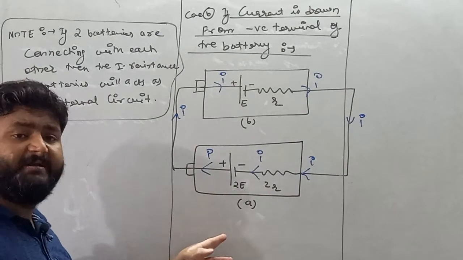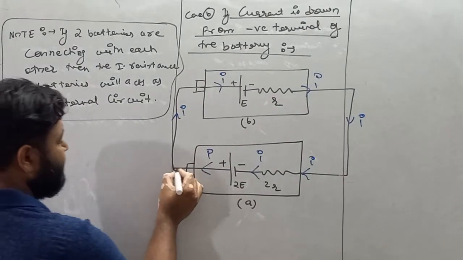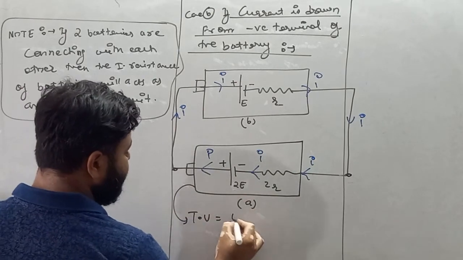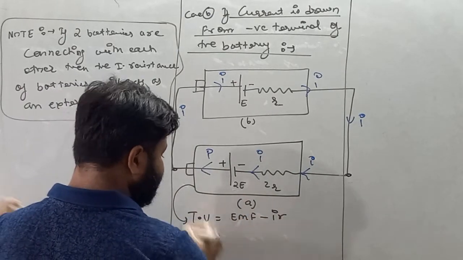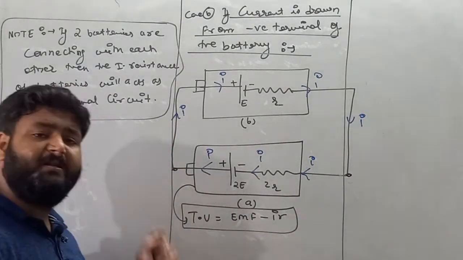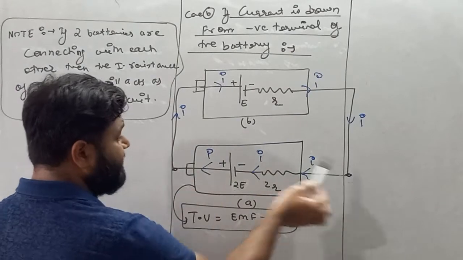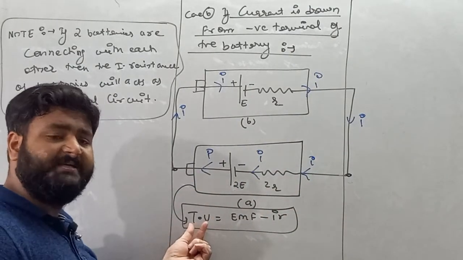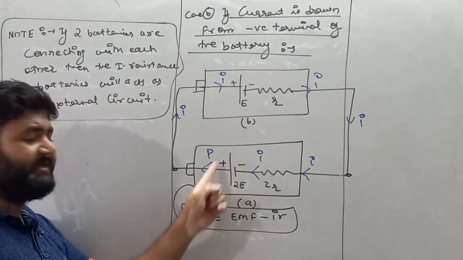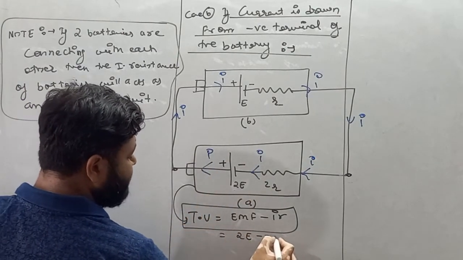First part we'll discuss already: if current is flowing from the positive terminal of the battery, in that situation the potential difference is called terminal voltage, and terminal voltage is equal to EMF minus IR. This thing we know. If current comes out from the positive terminal of the battery and goes towards the negative terminal, then the potential difference across the practical battery is terminal voltage, which is EMF minus IR, and we know that EMF is nothing but the potential of the terminal of the battery. So it is 2E minus 2IR.